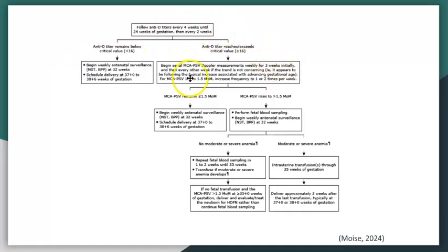And then again, here's a nice chart of just what you would do for follow-up and when you should perform the MCA-PSV testing.